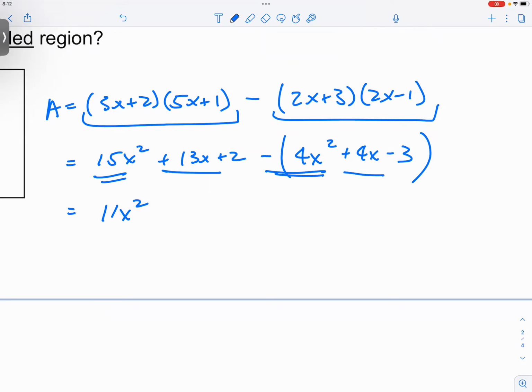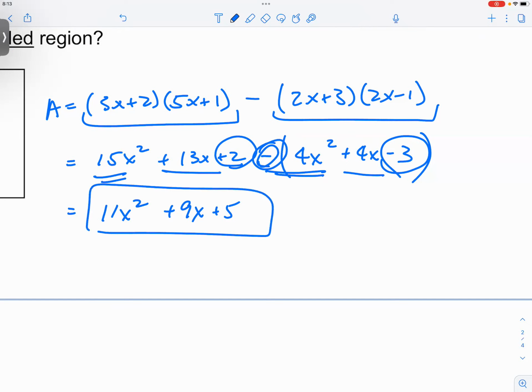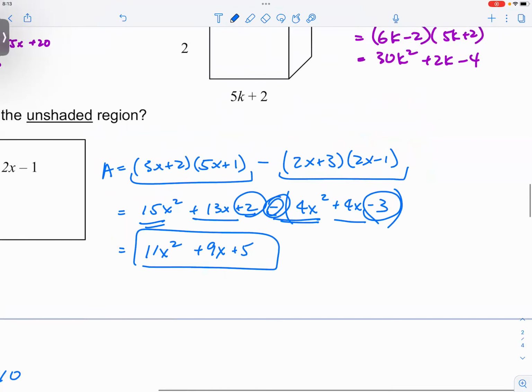13x minus 4x, because of the minus right here, plus 9x. All right, now, what's the last number? Plus 5, because it is plus 2 minus negative 3, which is plus 3. So therefore, it's a plus 5. Now, what I want to show you here today is very simple. As you can see here, notations.